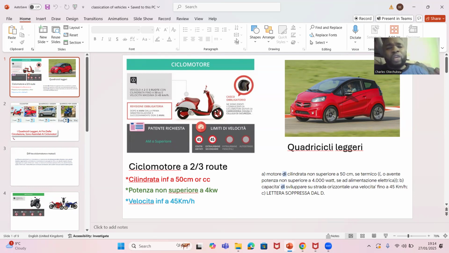I'm teaching you how to differentiate ciclomotore from motocicli, from every other vehicle. And this depends on their characteristics. If you understand this particular lesson today, it will help you a lot when we go further, because the knowledge of this lesson will help you when we reach the end of the class.